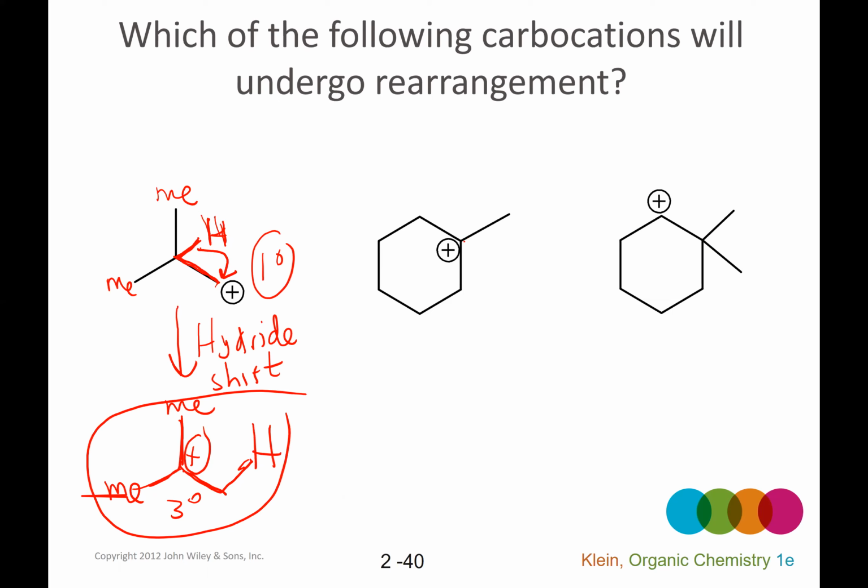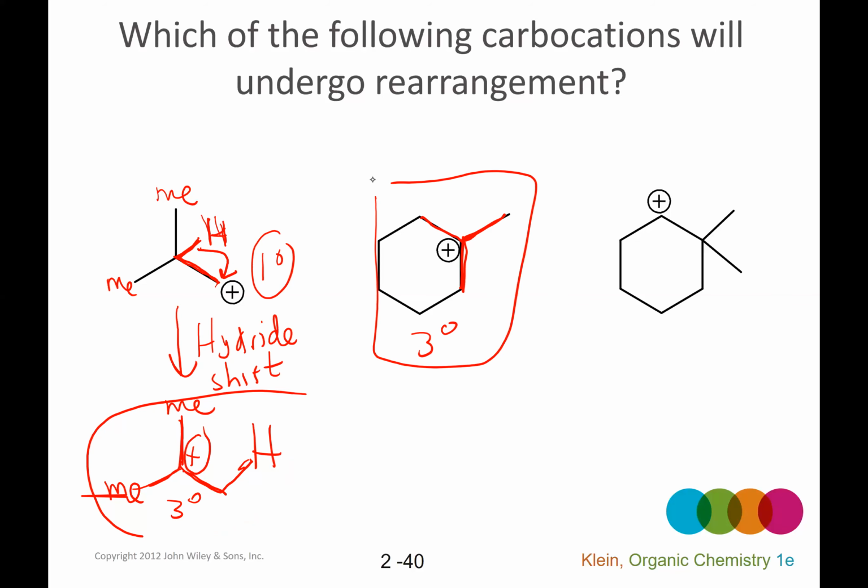Now in this case, we have a tertiary carbocation, right? 1, 2, 3. This is tertiary. As of now, we don't know of any more stable carbocations. So that's going to stay there, right? We can't do a hydride or methyl shift and end up with a more stable carbocation. So nothing happens here. That's stable.